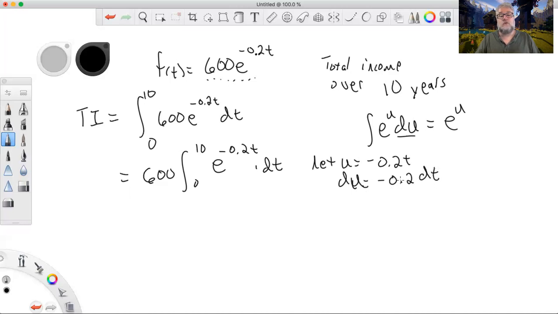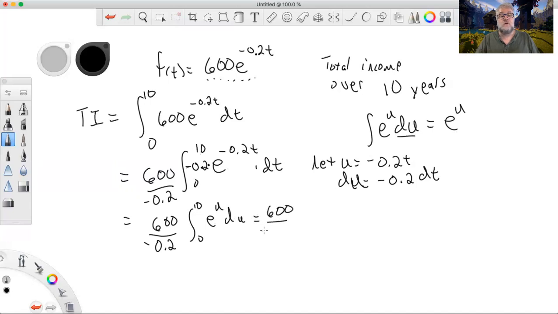Do we have minus 0.2 dt? No, we've got the dt. We don't have the minus 0.2. So I'm going to multiply it in, minus 0.2, and I'm going to divide it away as well, so that all I've done is effectively multiplied by 1. So now I can rewrite this as 600 over minus 0.2, we'll calculate that later, from 0 to 10, e to the u du. Now we're matching this pattern, so I can apply the rule. 600 over minus 0.2 e to the u, evaluated from 0 to 10.